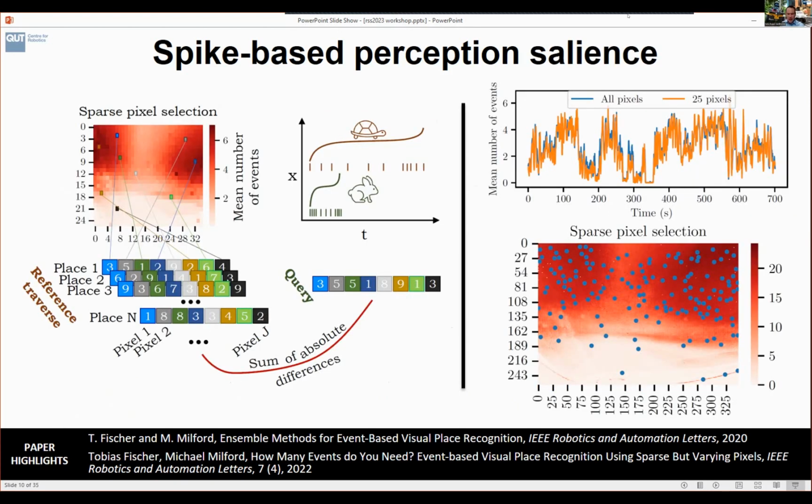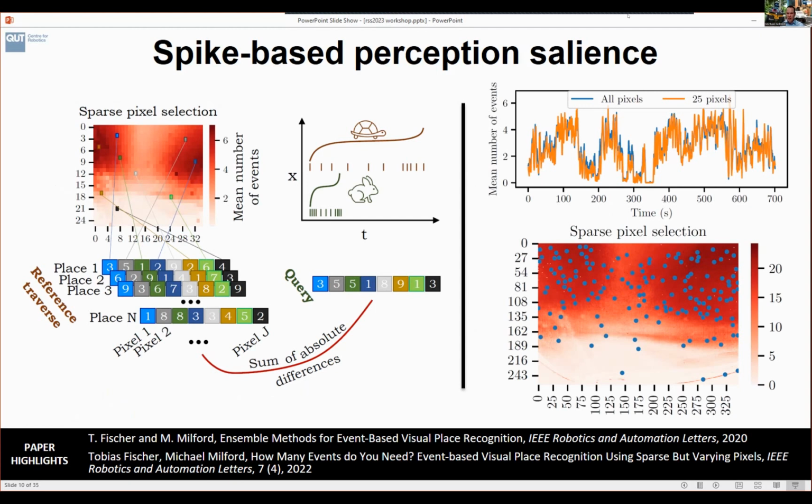One of the things we're looking at, again, to the idea of sparse vision and only using the sensory input that you really need, is the idea of salience and sparse pixel selection. Throughout the presentation, if you want more details, all the publication references are at the bottom of the slide. You can look these up, or you can reach out and chat to us.